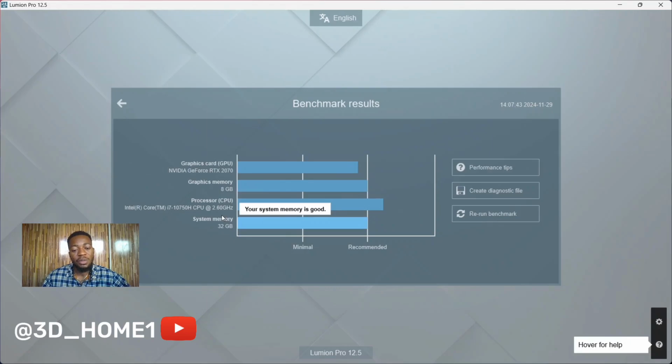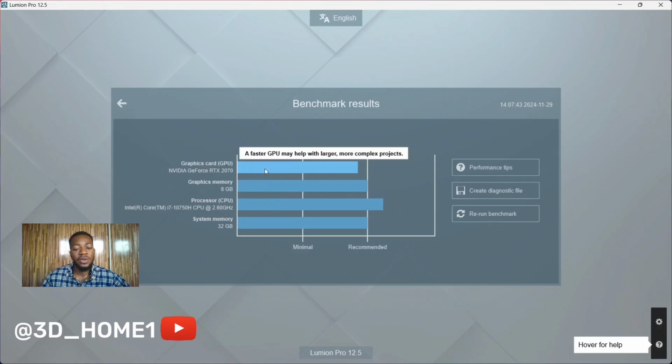And then for the system memory, 16 gig is still okay, but this one is 32. If you can get more than this, it's still perfect. These are the things you need to know while getting a system if you want to use Lumion, especially Lumion 12. These are the things you need to consider before buying that laptop. If you can get something more than the ones you're seeing here, it's even more perfect, way better.